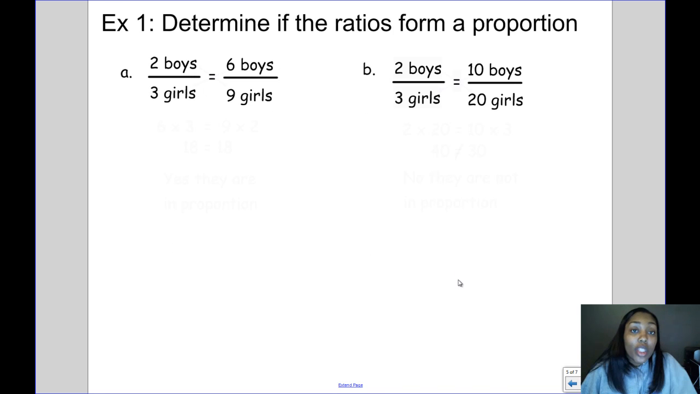So let's look at this example. We want to see if these ratios form a proportion. So we have 2 boys for every 3 girls, and we want to know if that is an equal ratio to 6 boys for every 9 girls.